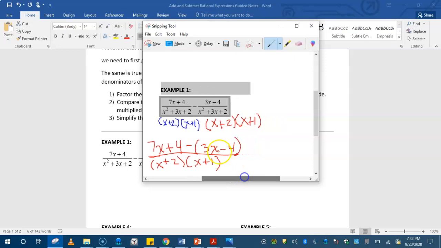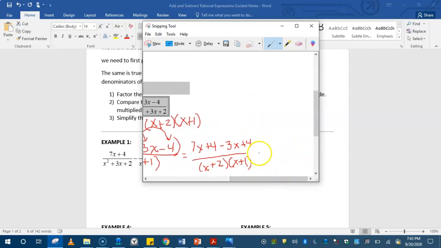That's so important. Because when we go to simplify and combine like terms, right? In our numerator, we're going to have that 7x plus 4. But then we've got to carry this negative. And remember I said that's a negative 1, right? So we're multiplying this negative 1 all the way through. So that's going to be a negative 3x plus 4. All right? And that's over my x plus 2, x plus 1.